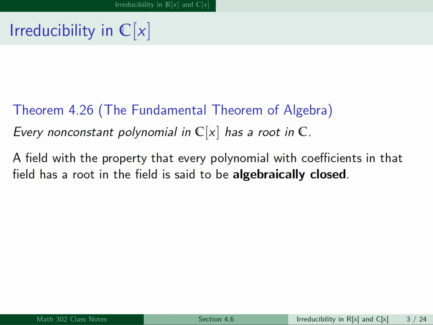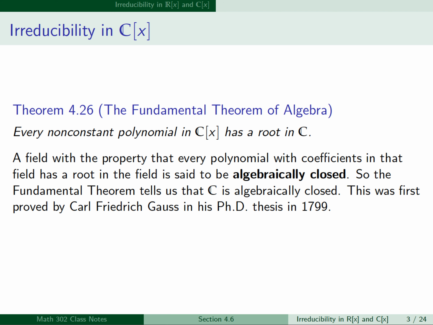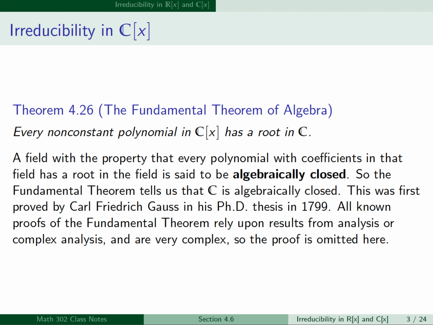Now, a field with the property that every polynomial with coefficients in that field has a root in the field is said to be algebraically closed. So the fundamental theorem tells us that C, the complex field, is algebraically closed. This was first proved by Carl Friedrich Gauss in his PhD thesis in 1799. Now, all known proofs of the fundamental theorem rely upon results from analysis or complex analysis and are very complex, so the proof is omitted here.